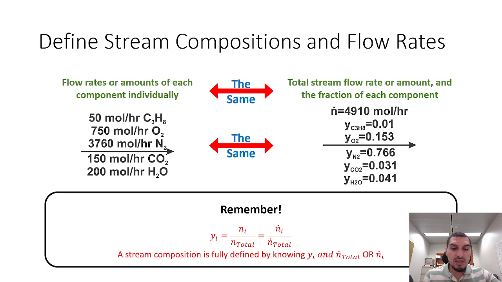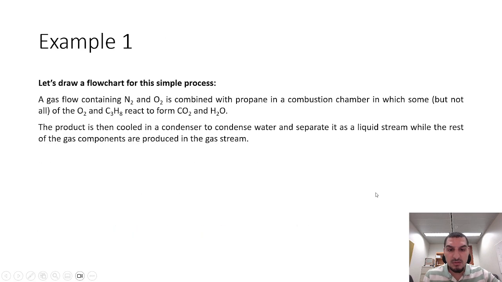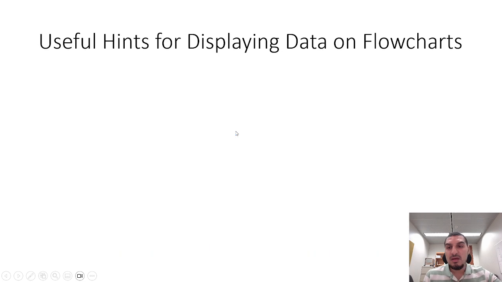Okay, so the stream composition is defined by, sorry, I went back. So the stream composition is fully defined by knowing yi and n total, or the individual ni, the individual number of moles or the molar flow rate of each one of the components. Okay, so this is the same. The information that we have here and here are exactly the same.